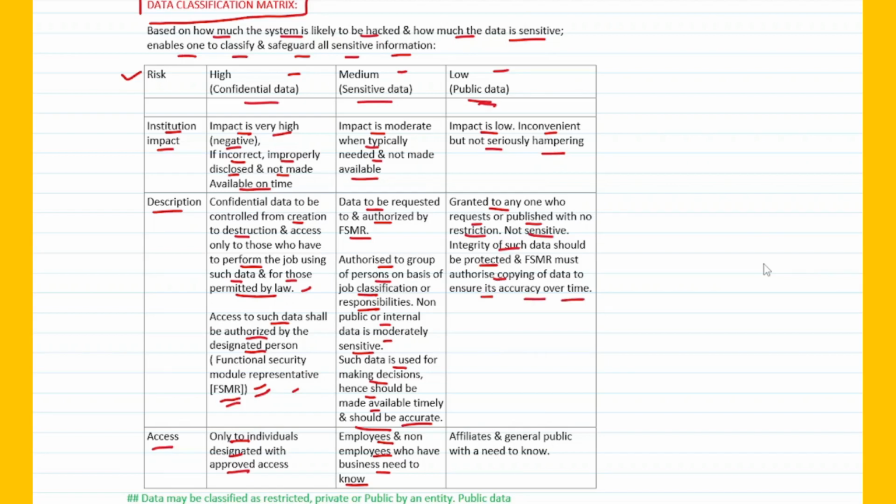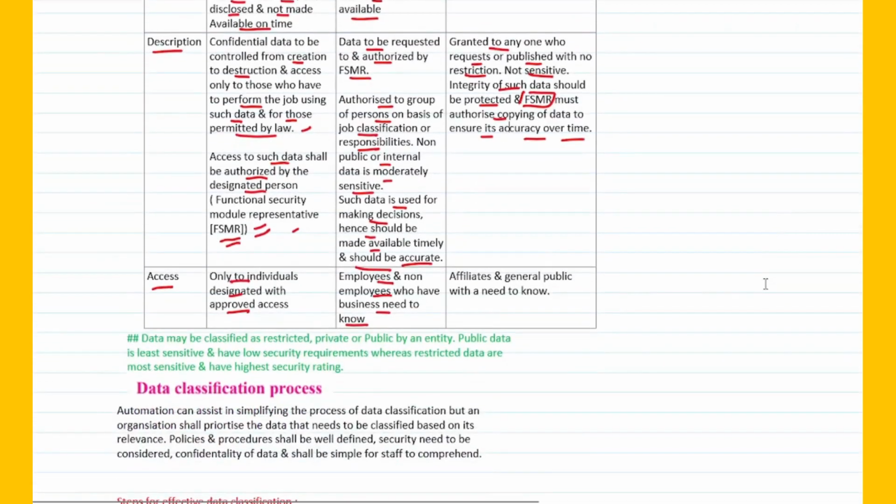So it's basically easily accessible data, not so sensitive, and the FSMR still must authorize copying of data to ensure its accuracy over time. If someone needs the data, they can copy it, but that can be done only with the authorization of the FSMR, that is, the Functional Security Module Representative. Access: who has access to it? All the affiliates and the general public with a need to know. Someone who needs to know, or who is directly related to the organization, can have access to it, right?